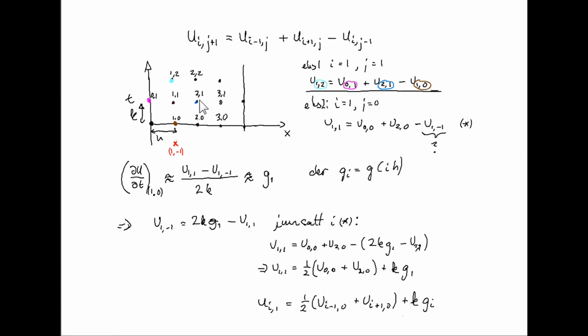So when we know the value in all these points, we just use this equation for the next row in order to find the unknowns there. So then we have solved the problem. We are going to give an example where we use this method very soon.